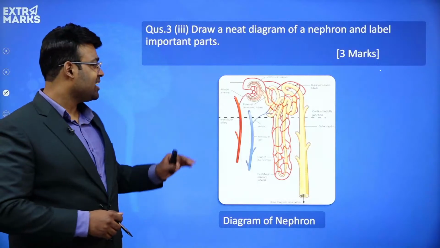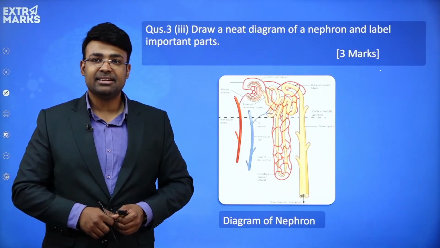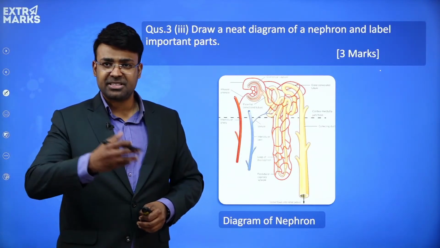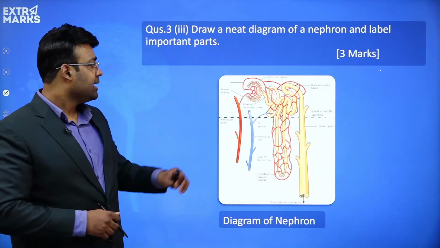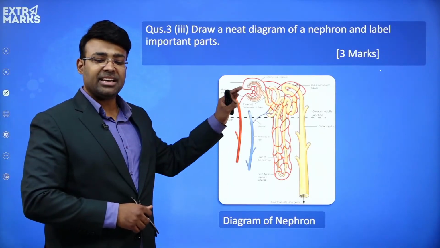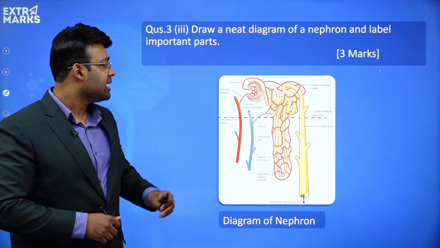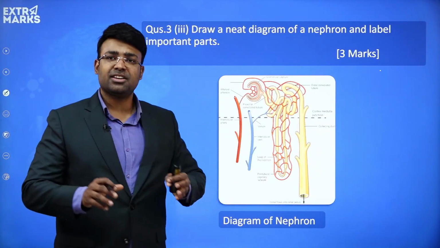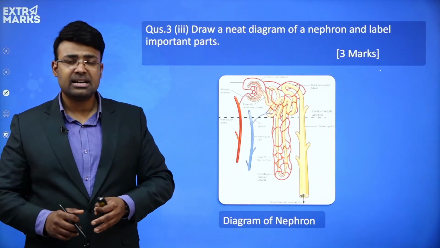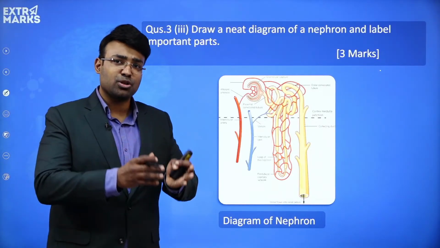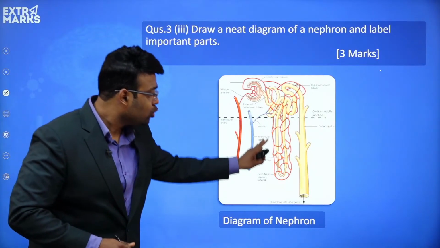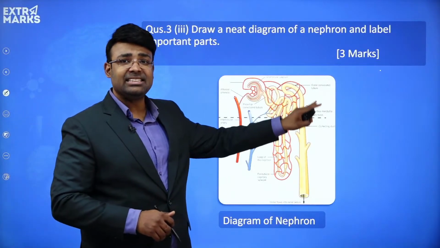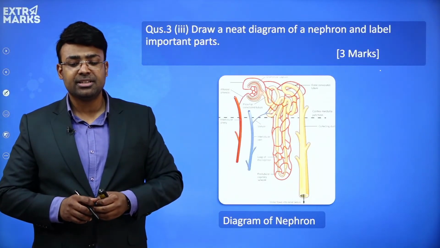Now draw a neat diagram of the nephron and label its important parts. So everyone, this is the diagram of the nephron, and in this case you can see the upper part, which is present in the cortex region of the kidney. It is the glomerulus. Then we have the afferent and the efferent arterioles, and then you can see the coiled structure. This coiled structure, which is also called the renal tubule, has various parts: we have the PCT or proximal convoluted tubule. Then we have a loop-like structure called the loop of Henle, and then we have the DCT or distal convoluted tubule.